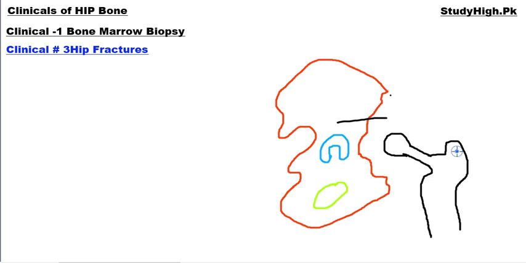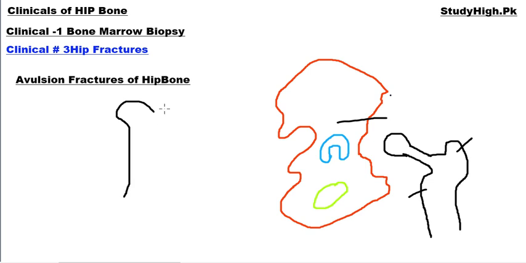This is the greater trochanter, lesser trochanter, and intertrochanteric area that we will discuss in our next discussion of fractures of the femur bone. Now we are going to discuss the different types of fractures that are related to the hip bone. The fractures related to the hip bone are also called avulsion fractures of the hip bone. So to understand the different types of fractures, first of all you must know the different terminologies related to ossification of the bones.